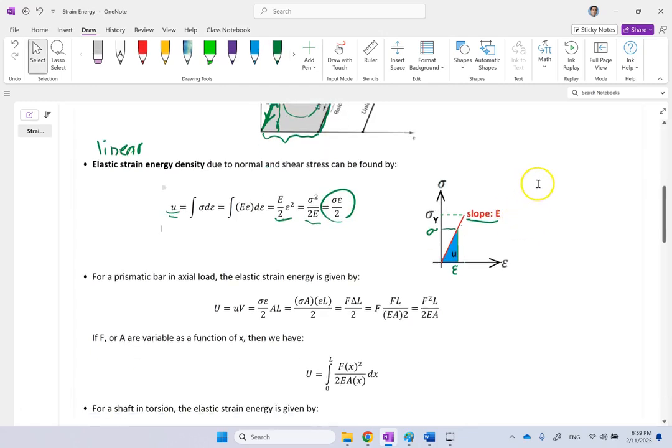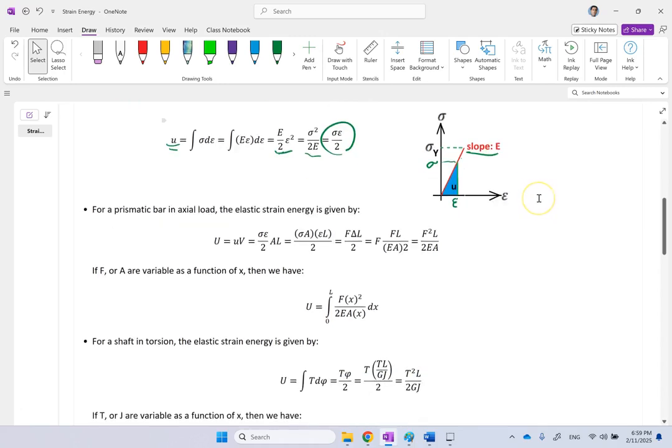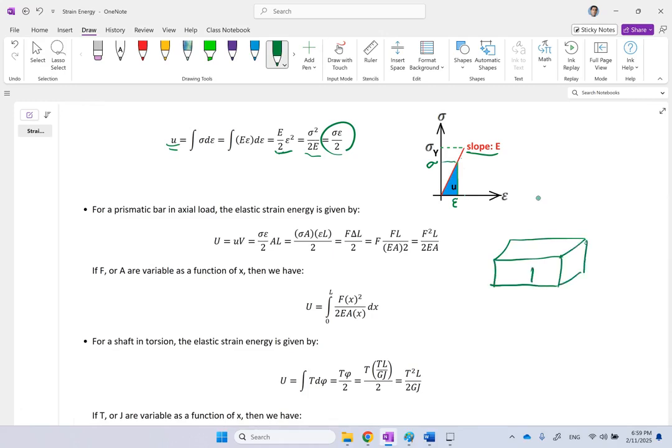Now, let's look at a few cases of the deformations that we have studied in previous videos, and then we're going to look at the 2D case, and then we're going to see an application of this notion. So if we had an axial load on a prismatic bar, we have this prismatic bar, the length of it is L, the cross section is A, and I'm applying force F on both sides, or one side is fixed.